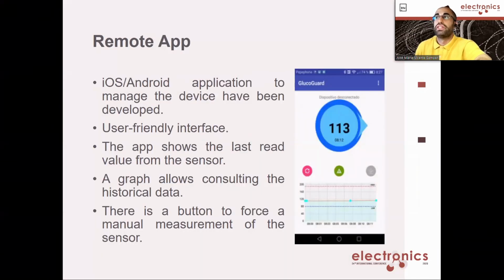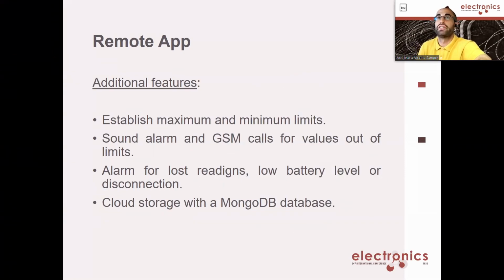For the management of the device, we have developed an iOS and Android application. It has a simple interface where the values measured by the sensors are displayed. And also it's possible to navigate in a graph for consulting historical data, make scrolling, zooming, etc. The application also has 2 buttons, one to save snapshots from the graph and the other one to force a sensor measurement.